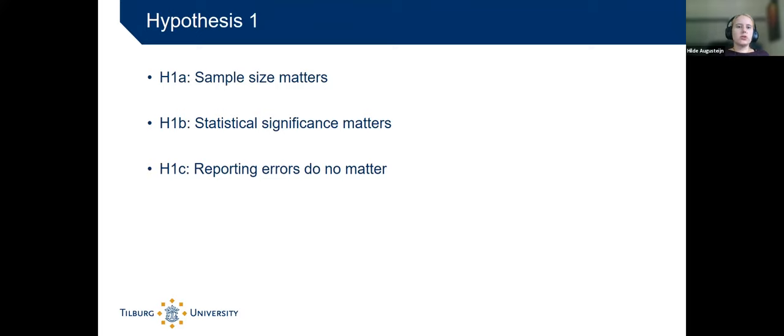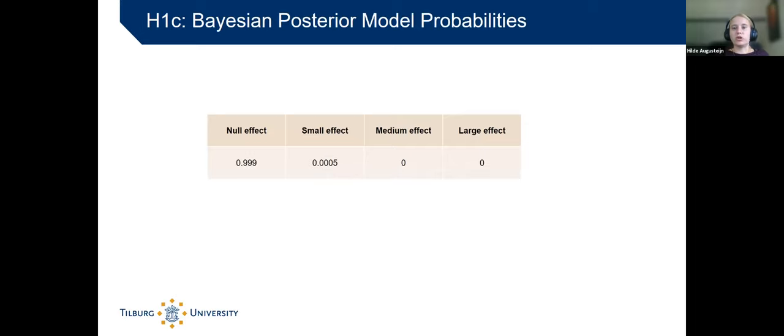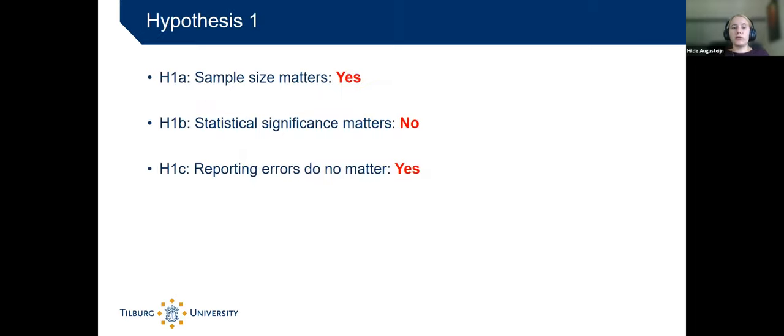So for the first two sub-hypotheses, we saw that sample size mattered, statistical significance didn't. But we hypothesized there would be no effect of the reporting error, so we cannot answer this with frequentist statistics. So we used Bayesian posterior model probabilities, and there we saw a lot of evidence for the null effect. So we can conclude that the reporting error did indeed not matter.